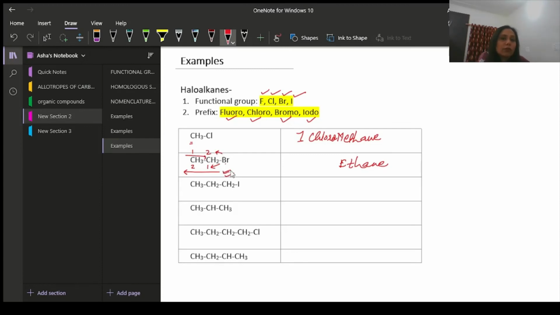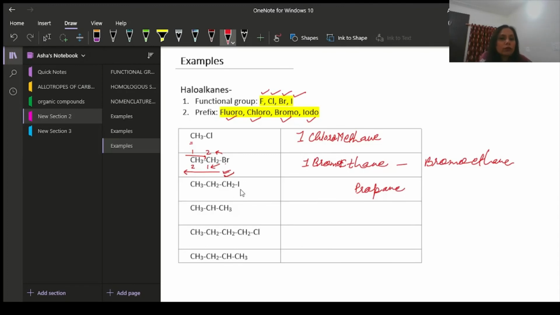So obviously we are going to take the backward one, so it will be 1-bromo, prefix for Br is bromo, bromoethane, 1-bromoethane. I'll write neatly, or simply you can write bromoethane. Now here there are 3 carbons, so it will be prop. Everywhere you are seeing single bond, so it is a propane.